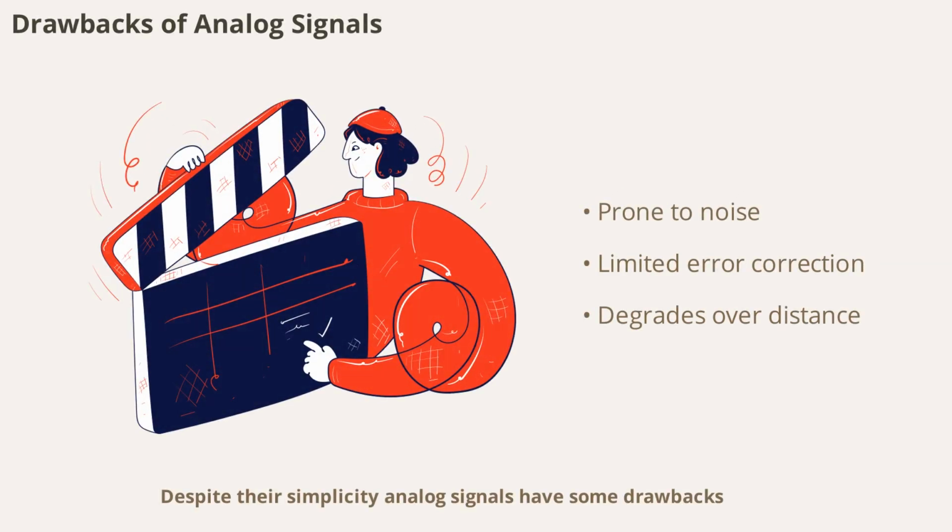Despite their simplicity, analog signals have some drawbacks. They are prone to noise, distortion, and signal degradation over long distances. Analog systems also have limited capacity for error correction, making them less suitable for modern, high-speed communication needs.